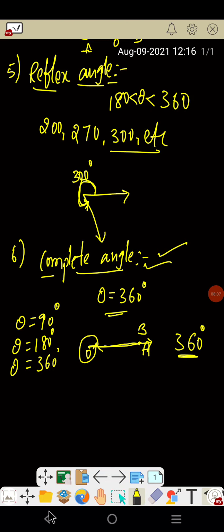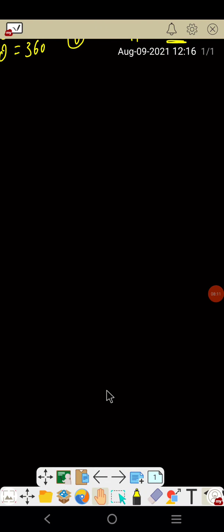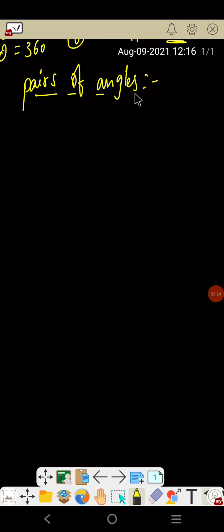Next we discuss pairs of angles. Pair means how many? Two. A pair of angles means two angles. That means if I take angle A comma angle B, these are a pair of angles, two angles here.